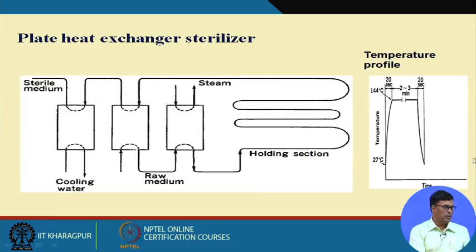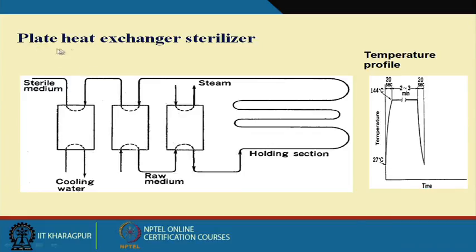The sterilization technique that is in operation in industry is what we call plate heat exchanger sterilization. Here we have three heat exchangers, 1, 2, 3; you can see the three different heat exchangers. This particular heat exchanger we call the economizer, and this we consider as the economizer.